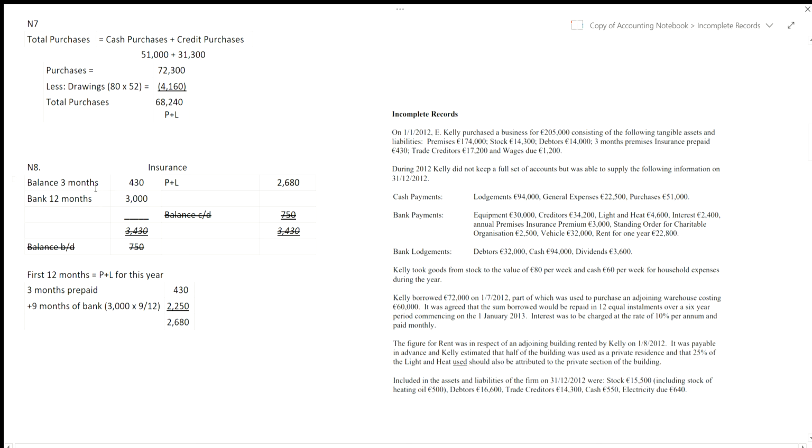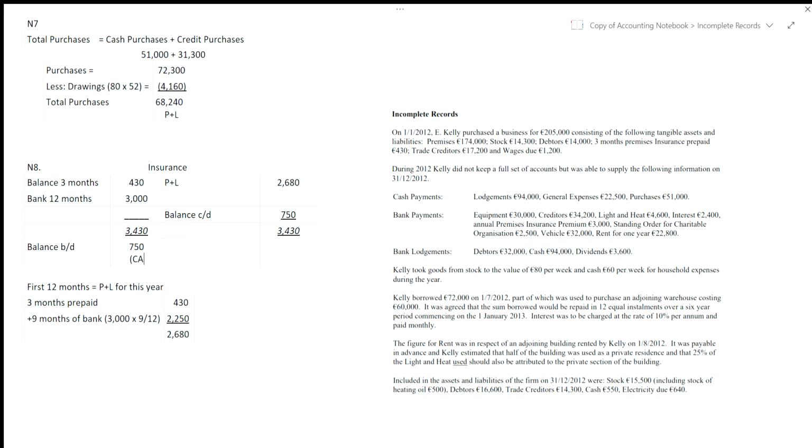So again, 3 months here, an additional 12-month payment, which means I paid for 15 months. The first 12 months, which will be 3 here and 9 here, will be for this year. And then what about the last 3 months out of this? Well, that's just your missing figure, because if I total up this here, the balance on both sides is 3,430. 3,430 on this side, 2,680 here. Therefore, the remaining difference is the amount that I paid for next year, which will be your January, February, and March of 2013. It'll be the following year. So that's going to be my balance carried down. It's a balance brought down. This is insurance prepaid. Therefore, if I've prepaid insurance for next year, it is a current asset.